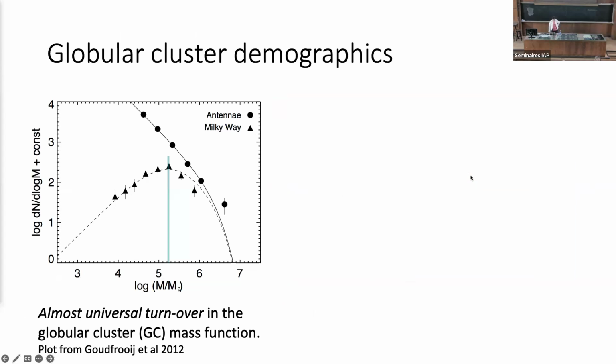The mass function of globular clusters is different from what we see in the local universe. So we all know that as a turnover, and this turnover is almost universal. In fact, the globular cluster luminosity function has been used to estimate distances of galaxies, for example, in the past.